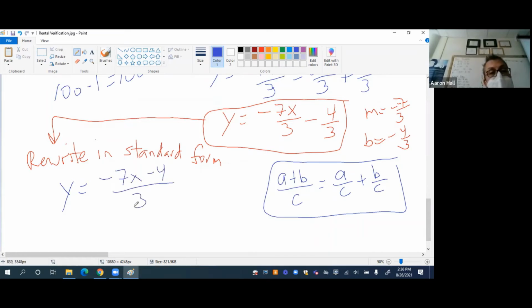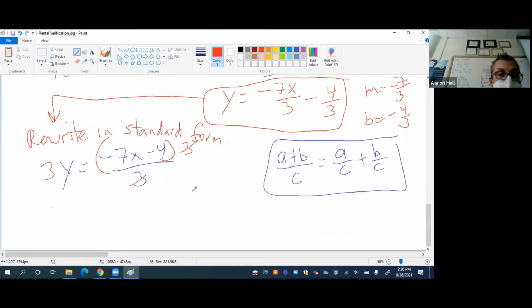Now what? How do I get rid of this? Yeah, let's multiply by 3. Let's multiply by 3 to both sides. This goes away, leaving me with 3y equals negative 7x minus 4.